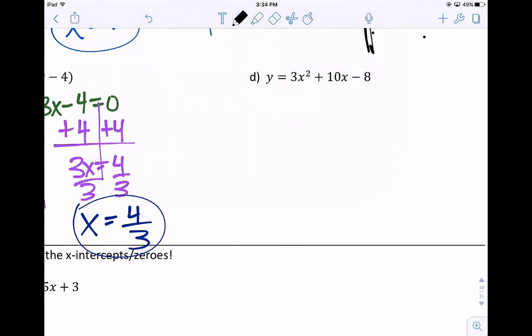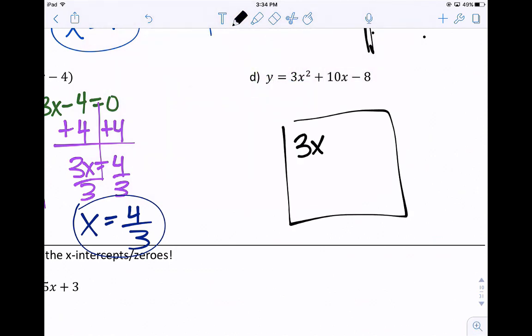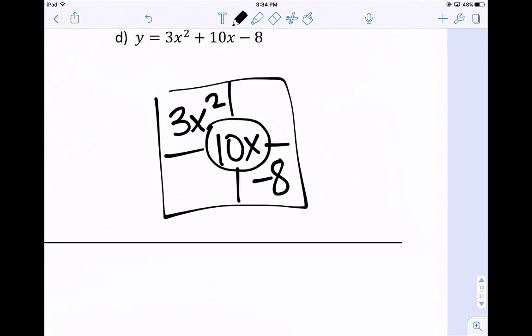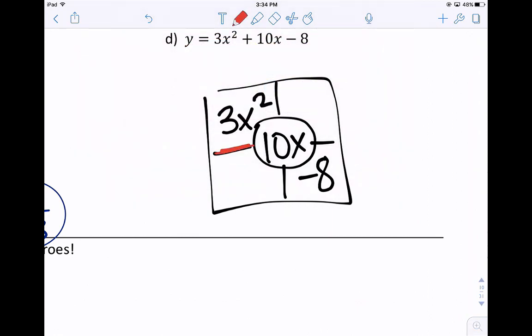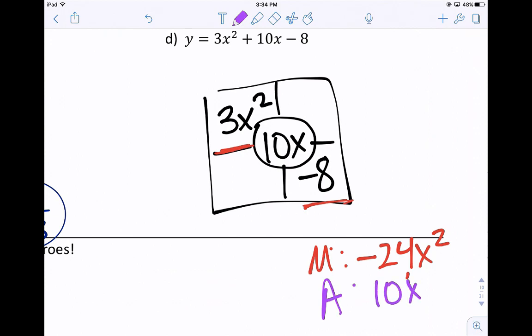So let's do our box and circle. With your box and circle, we want to figure out what multiplies to negative 24x squared that adds to our middle circle 10x. So what are some factors of 24? Well, that would be 4 and 6. But would that add to a 10 if we make one negative? No, it won't. All right, how about 12 and 2? And this one will work if we make the 2 negative. So here we have negative 2x, and we have 12x.